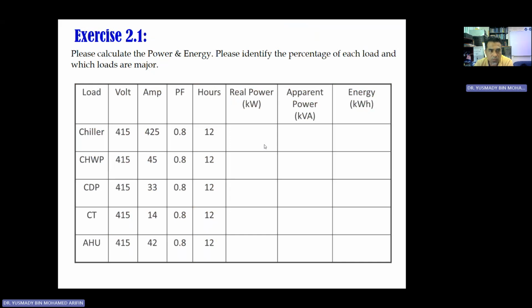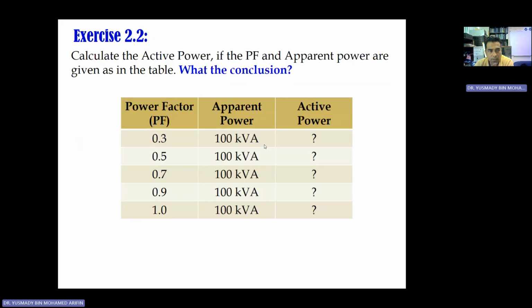Exercise. You need to calculate the power and also energy, and also identify the percentage of each load and also which loads are dimensioned. Exercise 2.2, calculate the active power if the PF and also apparent power are given as in the table. And what is the conclusion from the data obtained?